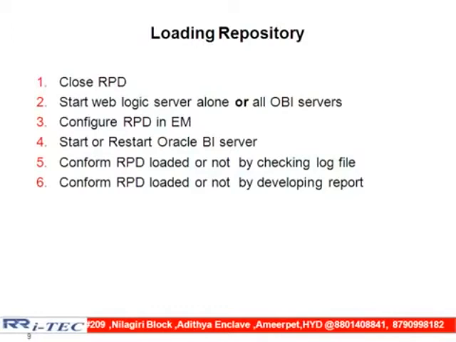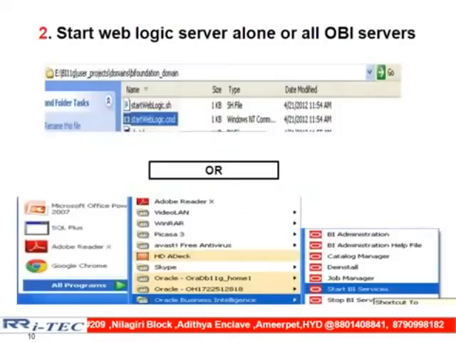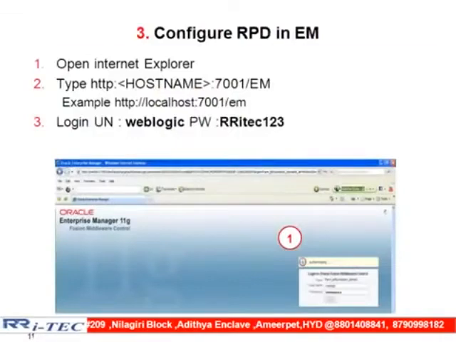Then we went for confirming whether the RPD loaded or not by checking the log file. What is the name of the log file? You need to remember. It is nqserver.log. Some points will be there. You should remember those points. There is no other go. You read one or two times and try to remember that. The file name you need to remember. Next, confirm the RPD loaded or not by developing a report. These are the 6 steps we completed.